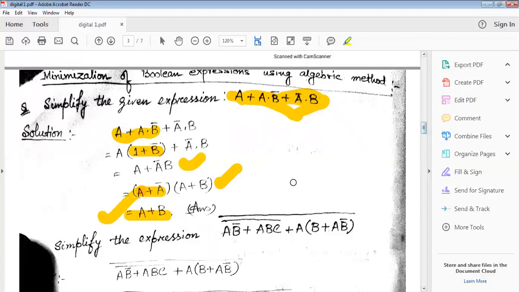So I can implement it just by an OR gate, nothing else. I do not need any NOT gate, or any AND gate or something else. I just need an OR gate.